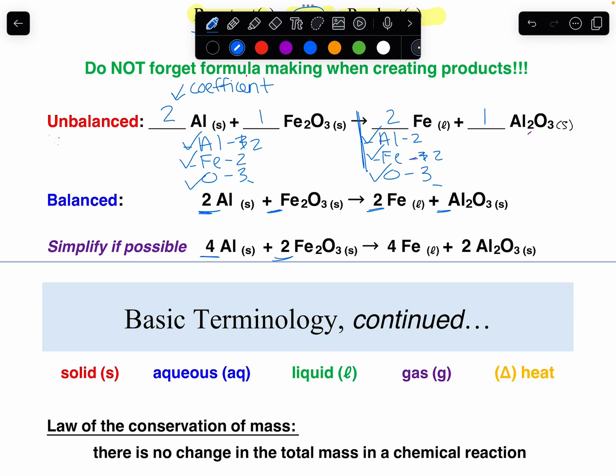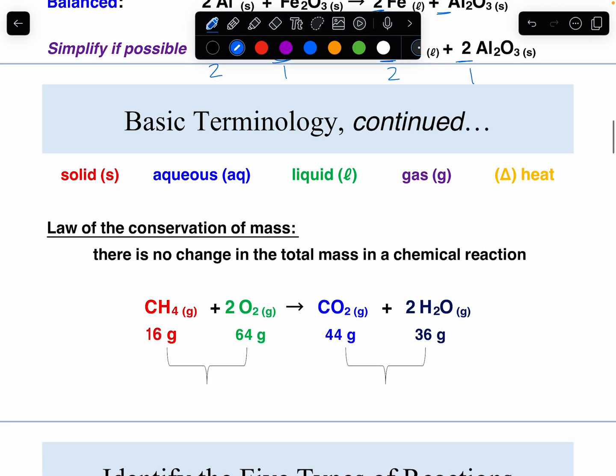Now, if possible, when you are balancing, if you notice that your numbers can be simplified into a 2, 1, 2, 1, that is what you want to do. Okay, it's easier when we do the math portion of this. It'll save you a lot of time to have lower coefficients. So just keep an eye out for that.